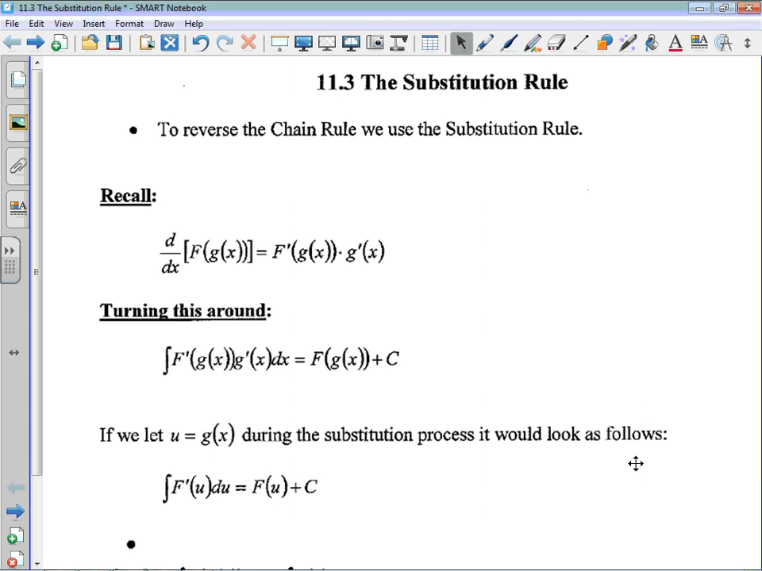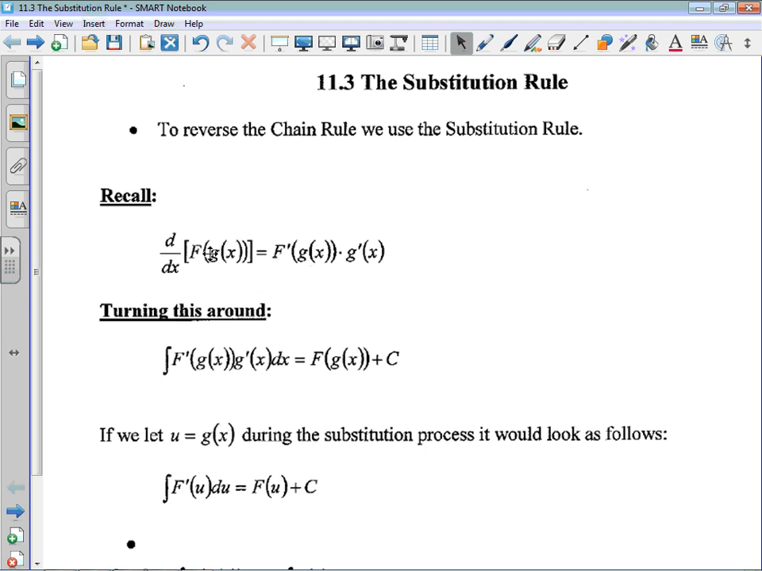11.3 in Math 31 introduces the substitution rule, and it's really aptly said right here. To reverse the chain rule, we use the substitution rule. So any function that required the chain rule to take the derivative of would need the substitution rule to take the antiderivative of. And they show the chain rule here.